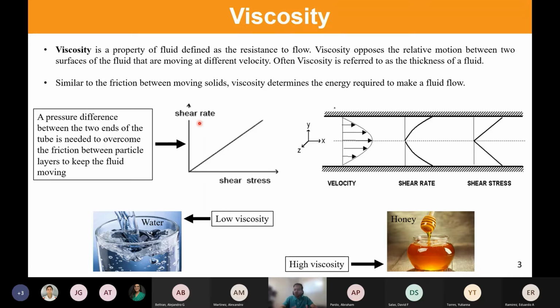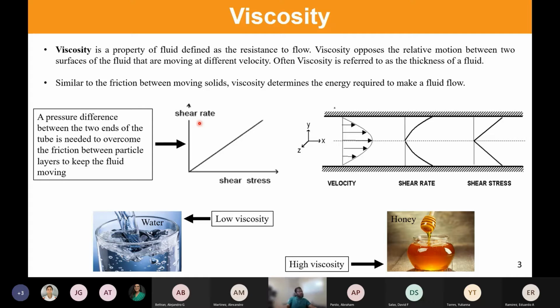Now, the more the resistance is, the harder it is to move the fluid, and this is where thickness comes in, right? The more the viscosity is, the more thick the liquid is. For example, honey is more viscous than water. Now, you can compare viscosity with the modulus of elasticity for a solid.